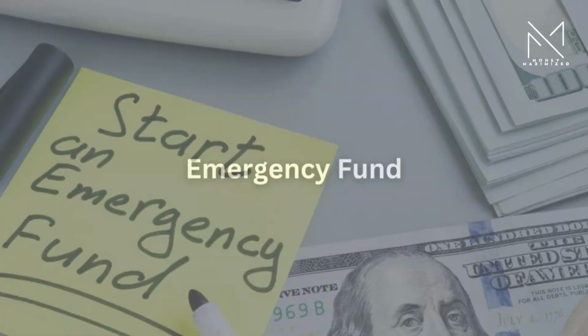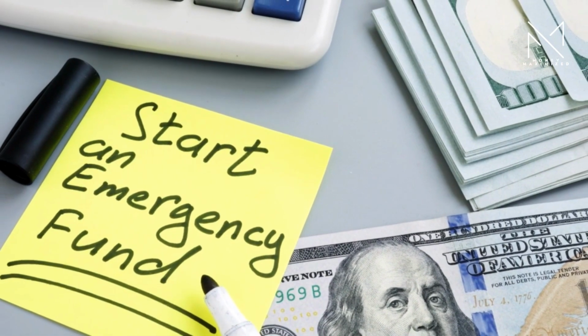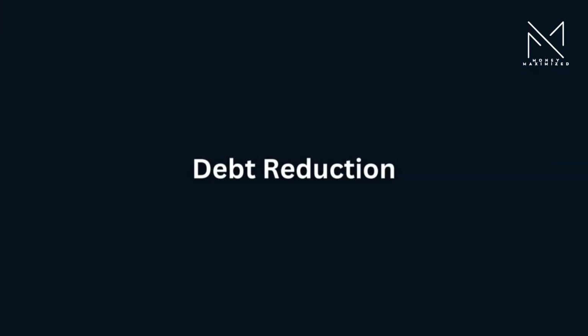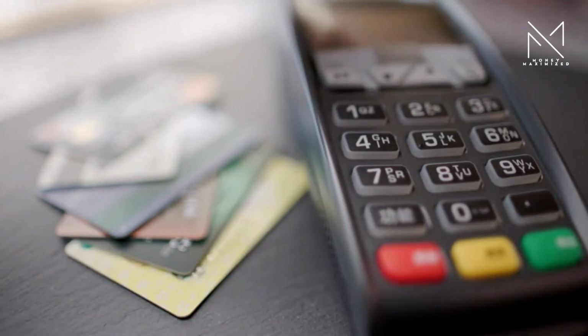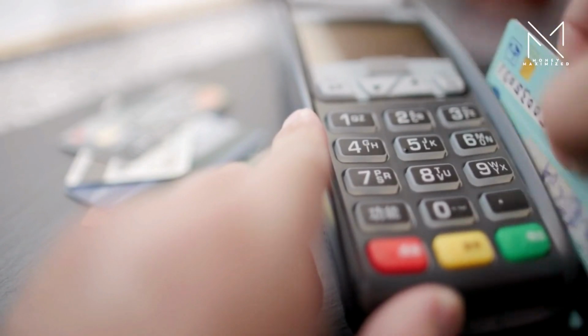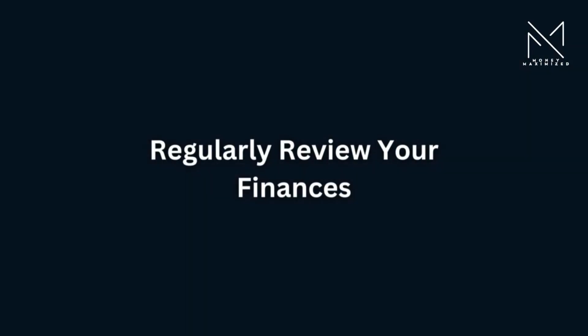Emergency fund. Prioritize building an emergency fund with at least 3 to 6 months' worth of living expenses in a separate account. Debt reduction. Focus on paying off high-interest debts, such as credit card balances, to save money on interest payments. Regularly review your finances. Periodically review your budget to ensure you're staying on track and making progress toward your financial goals.